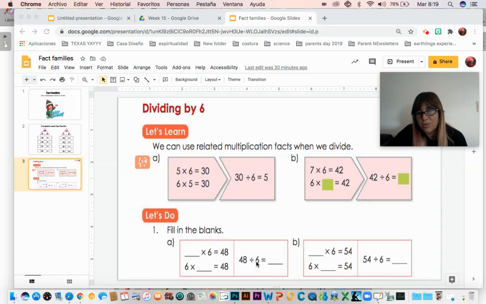48 and 6, 48 and 6. So whatever you put here, you put here. It's super easy. But if you had it here, you would do it backwards. What times 6 equals 48? So 1 times 6, or 2 times 6, or 3 times 6 equals 48? Just do it backwards.